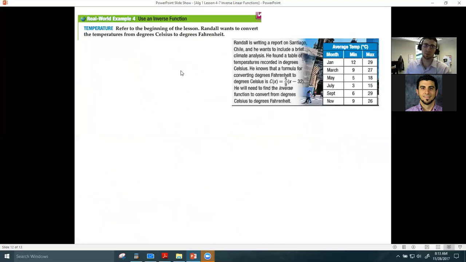So last example, we're actually going to use an inverse function. So remember at the beginning of the lesson, Randall wanted to convert the temperatures from degrees Celsius to Fahrenheit, but all he knew was the equation to get from Fahrenheit to Celsius, but he wanted to go Celsius to Fahrenheit. So we want to find the inverse function. So since c of x is the function notation they're using here, the inverse would be c inverse of x.